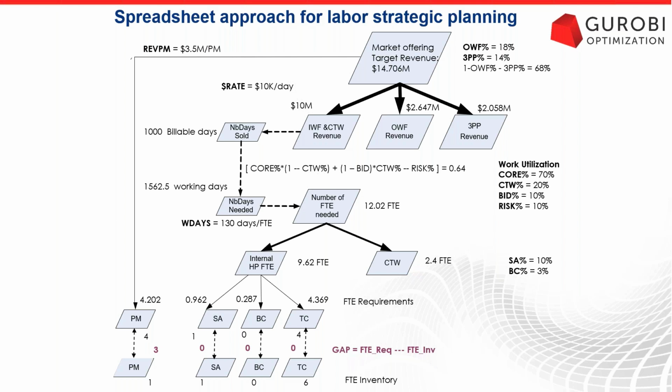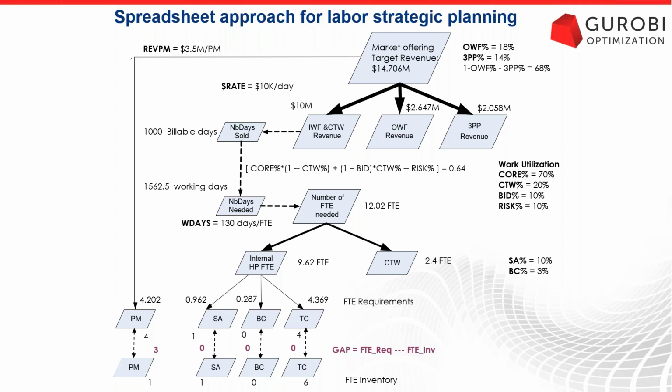And the rest, 68% of the revenue forecast, will be for onshore resources in EMEA. And onshore resources can be divided into internal workforce and contingent workforce. So 68% of the revenue forecast is about $10 million. Financial services are expensive, so let's assume the rate per day for these services is $10,000 per day. If you divide the $10 million that you want to deliver by the daily rate, you will see that you will need to bill 1,000 days.